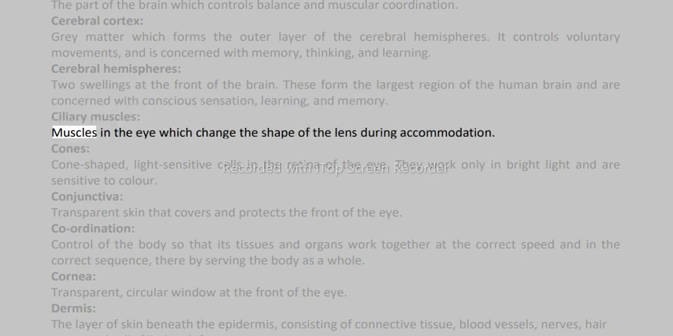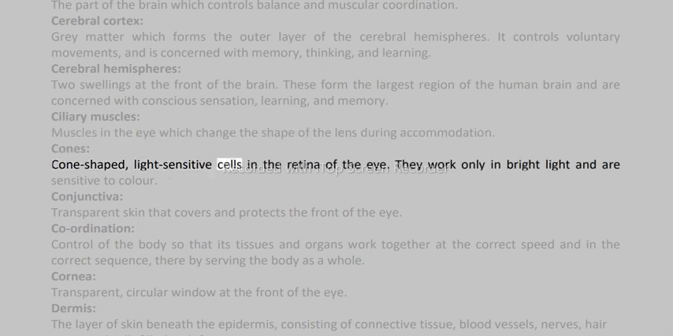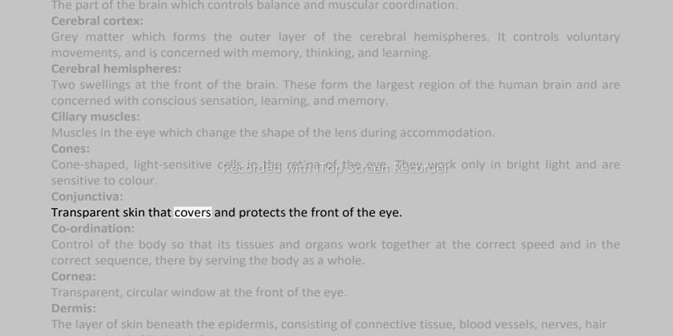Ciliary muscles, muscles in the eye which change the shape of the lens during accommodation. Cones, cone-shaped, light-sensitive cells in the retina of the eye. They work only in bright light and are sensitive to color. Conjunctiva, transparent skin that covers and protects the front of the eye.